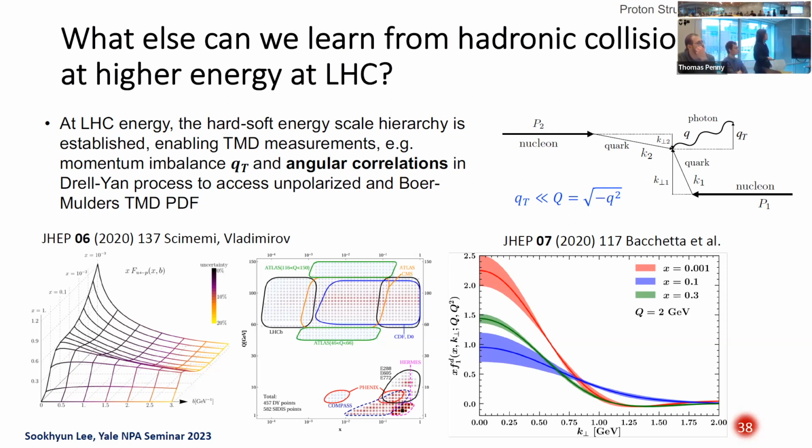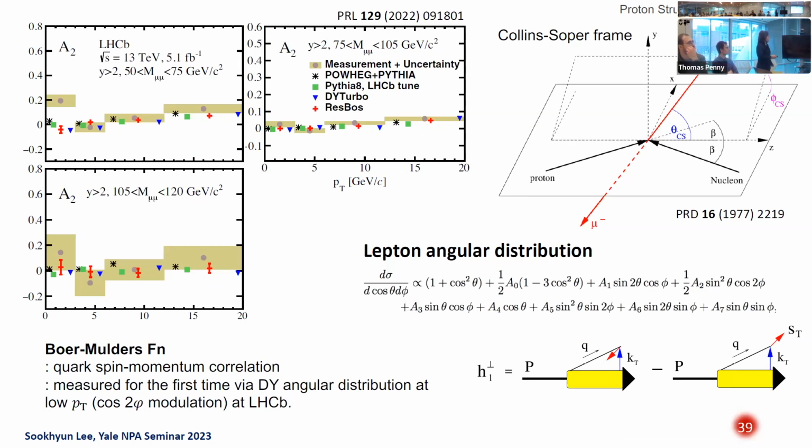Now, still on the Drell-Yan. In the Drell-Yan process, you have a Z boson that decays into a dimuon, and it has some angular distributions, and you have angular coefficients. Particularly interesting is A2, which carries information about the quark spin-momentum correlation. LHCb very recently measured A2, and there's a slight hint that there's some non-zero quark spin-momentum correlation effect.